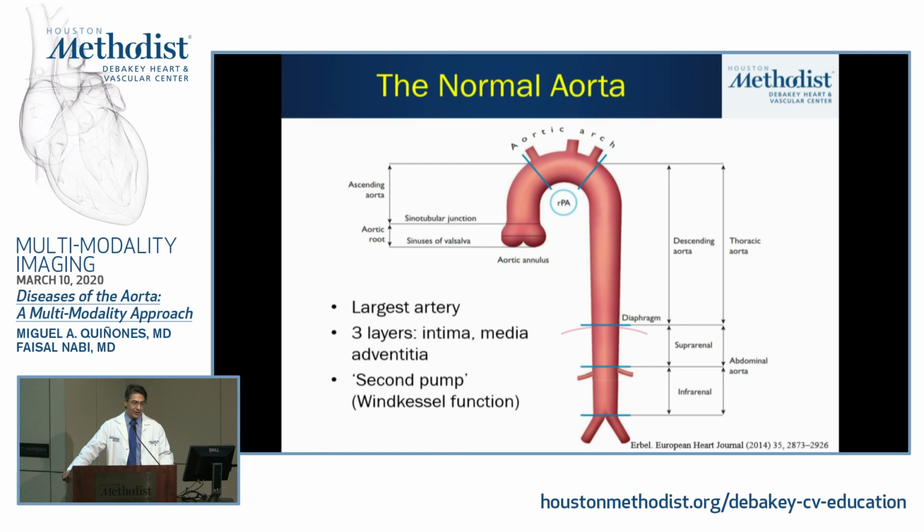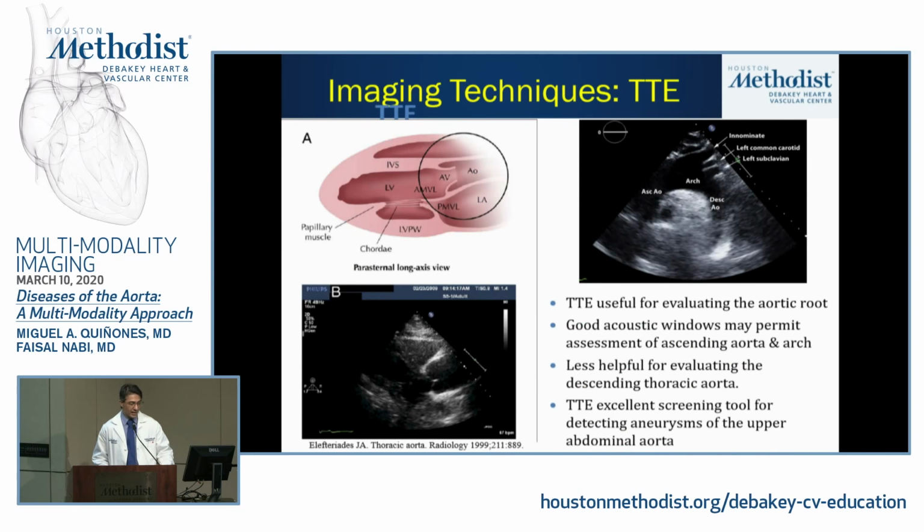And then finally, the aorta has a very interesting function. You may have heard of this; it's called the windkessel function. Basically, in systole, when the heart contracts, the aorta expands and, due to its elasticity, is able to store this energy. So in diastole, it functions as a second pump to propel blood forward throughout the body. This is called the windkessel function.